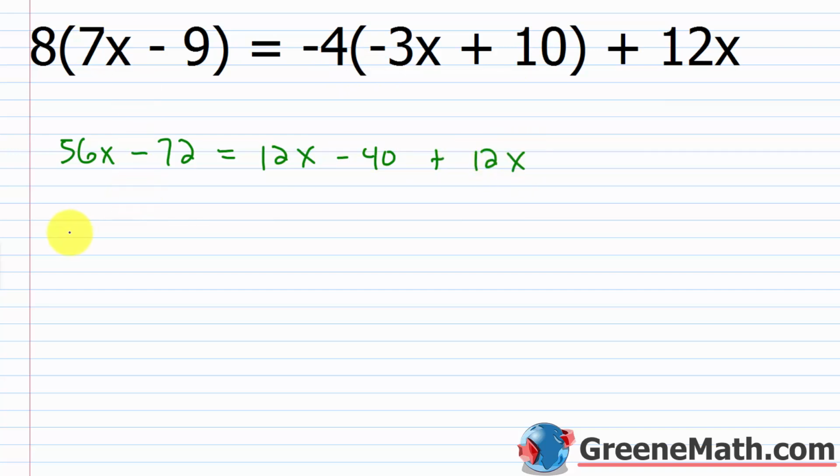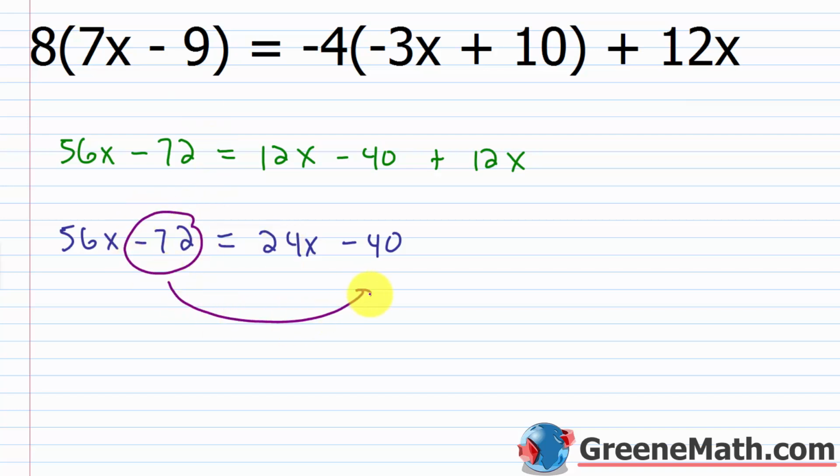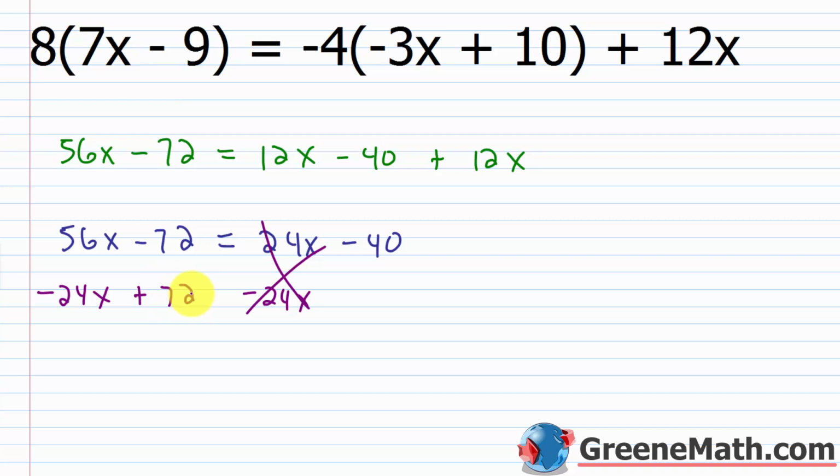On the left side, I can't simplify any further, so I'll just copy what I have: 56x minus 72. On the right side, 12x plus 12x is 24x, and then minus 40. Now each side is as simple as I can make it. Now I want to move all the variable terms to one side and all the numbers to the other. I'll do it in just one step. I'm going to subtract 24x from each side of the equation, so this is gone, and I'm going to add 72 to each side of the equation, so this is gone.